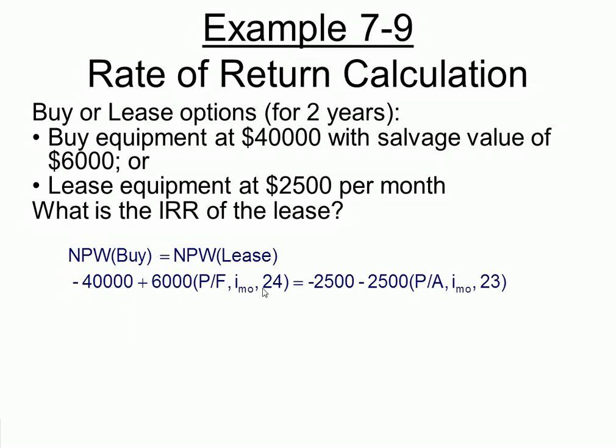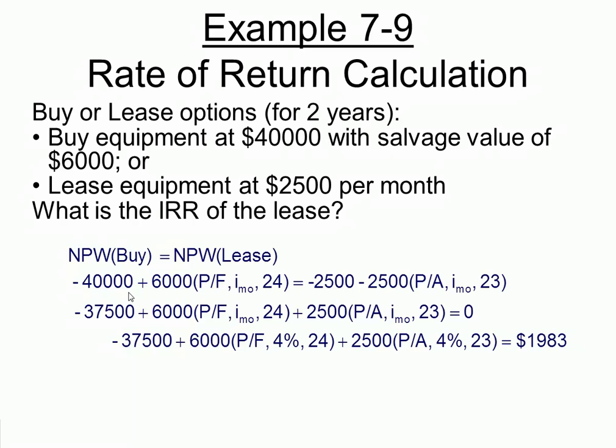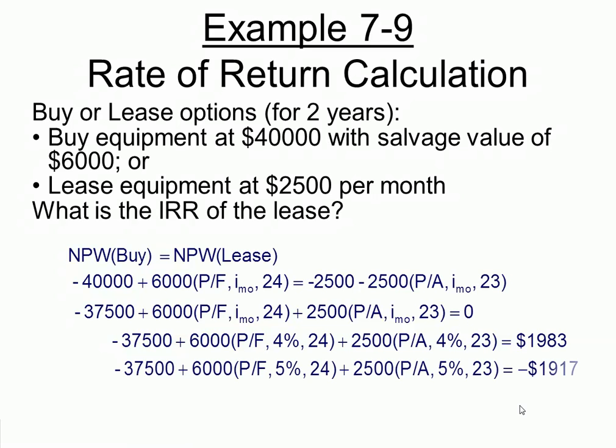And then we can simplify some of this by moving things around and plugging in the different i. So that's the simplification, moving this 2,500 with a positive sign to the left-hand side. Then we can plug in different monthly interest rates. If we plug in the value of 4% here and here, then we get 1,983, which is of course much larger than 0. Then we can try a larger rate, and plugging in the larger rate, we'll get a negative 1,917.